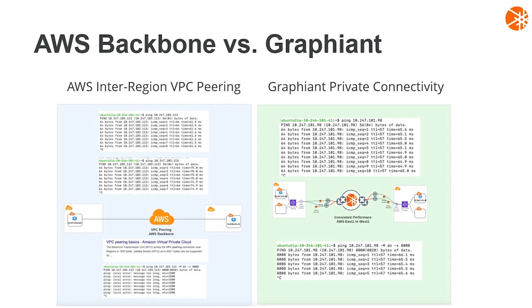And also the cost for inter-region peering is 2 cents per gigabyte for egress charge, and utilizing our solution is the same, 2 cents per gigabyte charge as well.